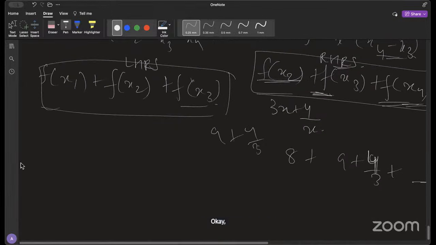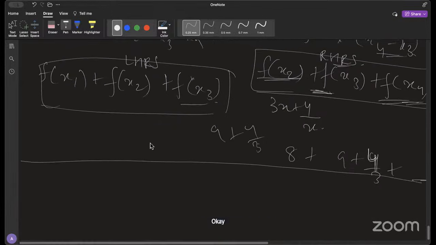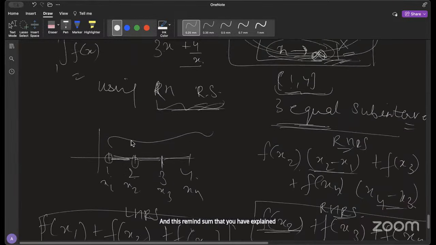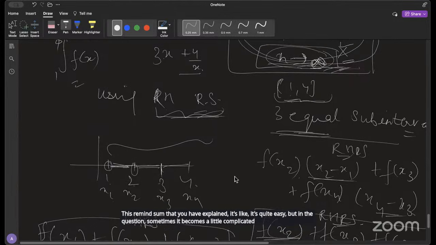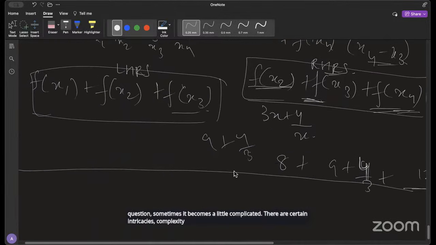Okay, thank you. Ma'am, this Riemann sum that you have explained is quite easy, but in the question sometimes it becomes a little complicated. There are certain intricacies and complexity in Riemann sum. Can you throw some light on that?